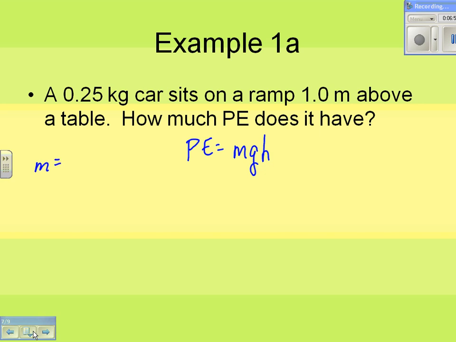We know mass is given in the problem as 0.25 kilograms. We know g is the acceleration of gravity on Earth. It's 9.8 meters per second squared. And we know the height that's given. It's up on top of the ramp, and it's 1 meter above the tabletop. So all we have to do to figure out potential energy is multiply those together.